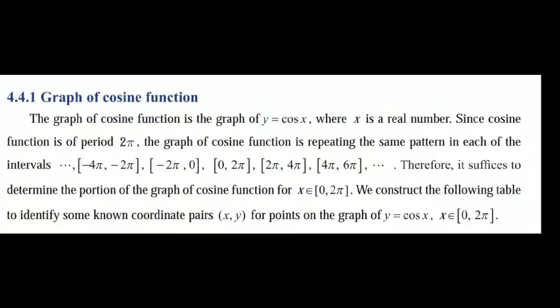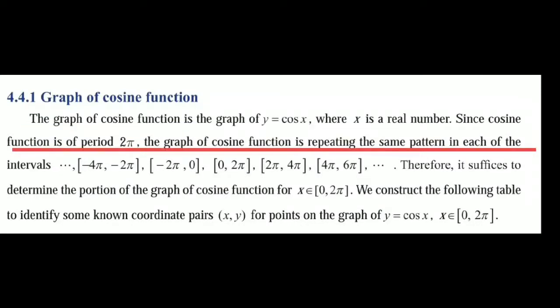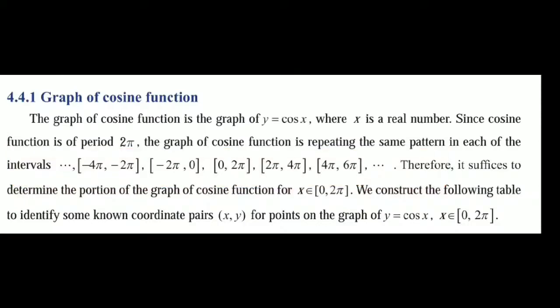The graph of the cosine function. The graph of the cosine function is the graph of y = cos x, where x is a real number. Since the cosine function has a period of 2π, the graph repeats the same pattern in each of the intervals [-4π, -2π], [-2π, 0], [0, 2π], [2π, 4π], [4π, 6π], and so on.